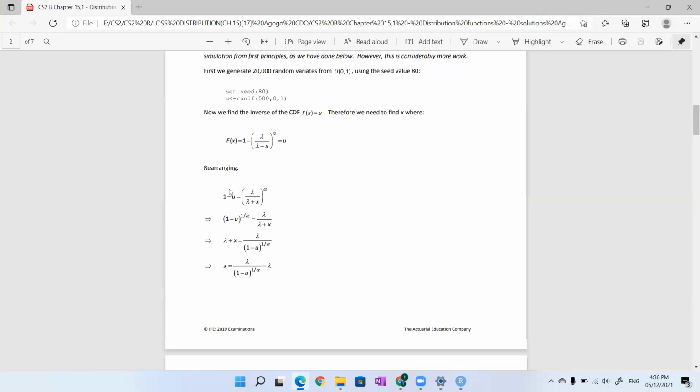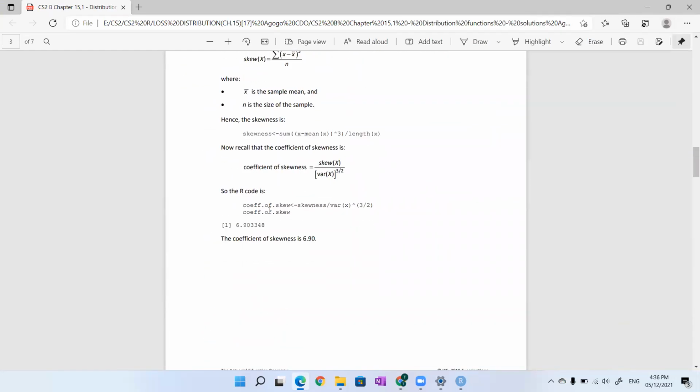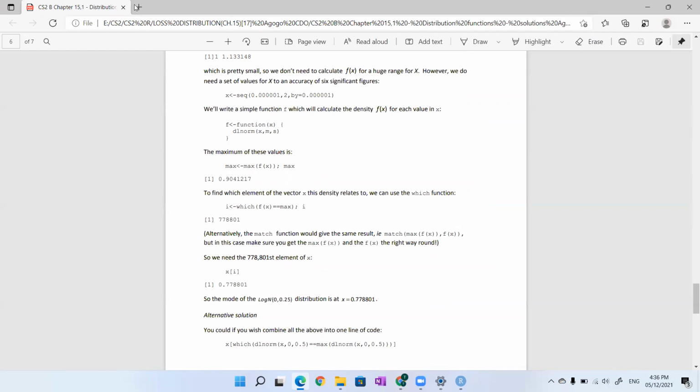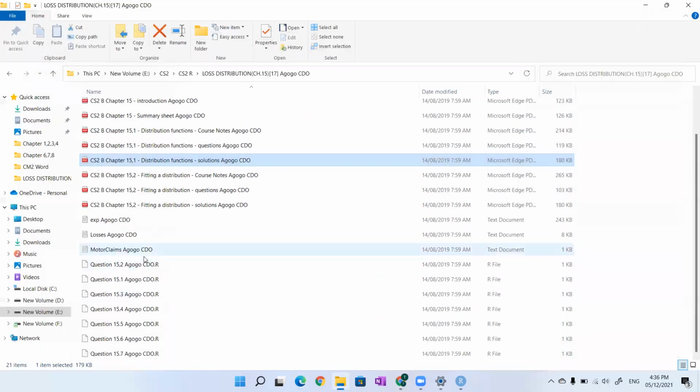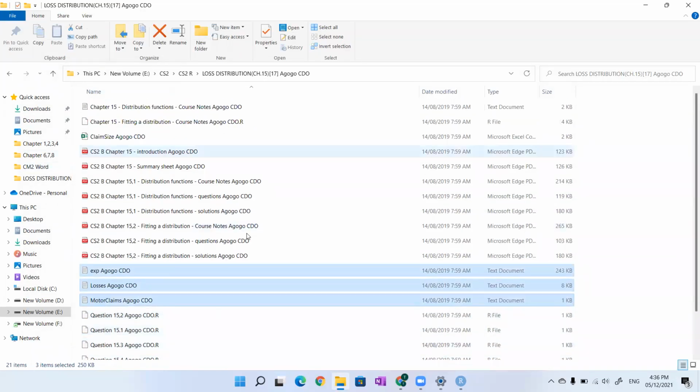The solutions are directly in the form of code as well as the answer, so you do not have to worry about it. And if you want to view them, the R files are also here. Apart from that, the data files are here. Everything is structured in this way only. So first thing first, let's start with chapter 15 first course notes.